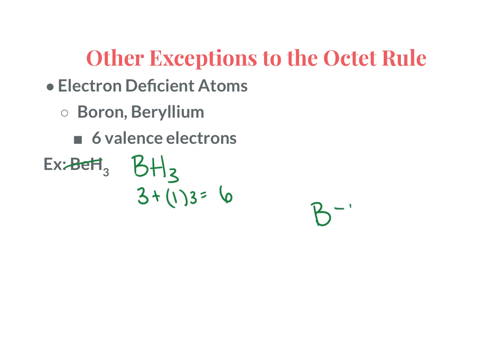So boron is going to go in the middle with 3 hydrogens. I had 6. I used all 6. Is that okay? It has to be, because do I have any more electrons? Will double bonding fix anything? No, hydrogen can't double bond. So a couple of these can be electron deficient. If you see boron or beryllium and you only have 6, it's okay.